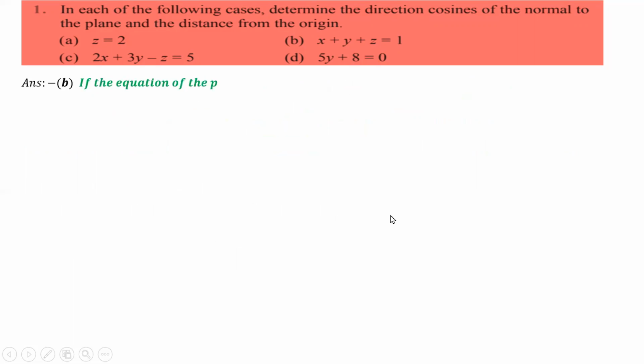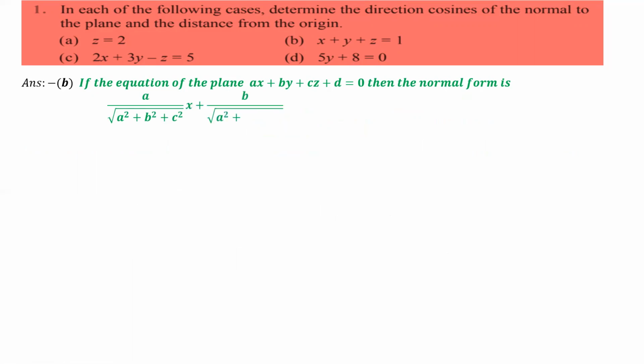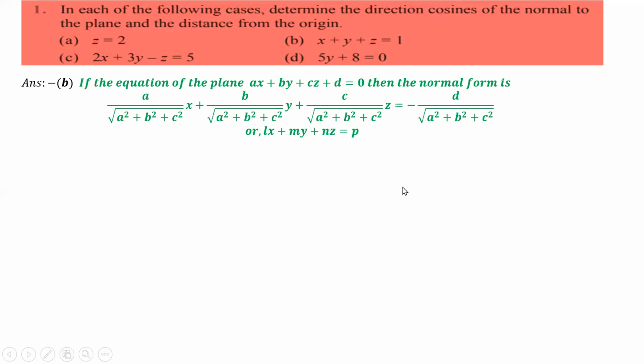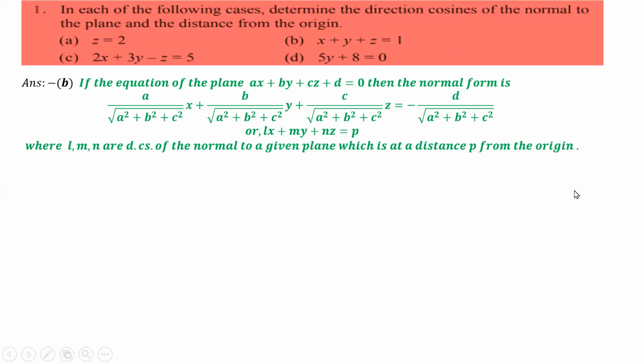We already know the formula, that is, if any equation is given in the form ax plus by plus cz plus d equals to 0, then how to convert this equation into the normal form. So first of all, convert the equation into the normal form and then find l, m, n and p, which is the distance from the origin. Okay, so look at the equation of the plane from question number B, that is x plus y plus z equals to 1. Okay, so that means if we compare the given equation and the formula, so a is equals to 1, b is equals to 1, c is equals to 1.